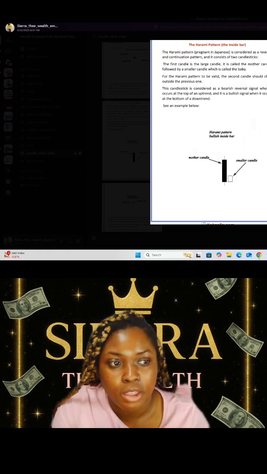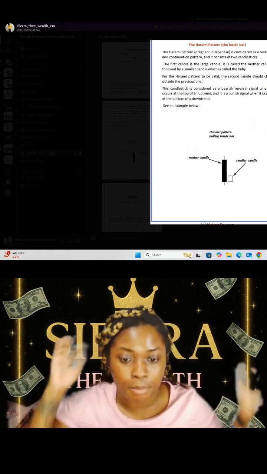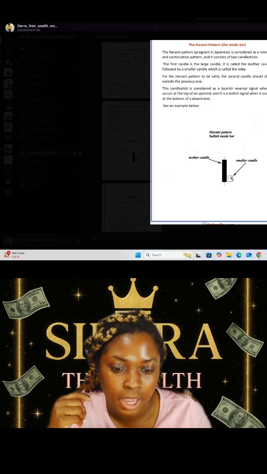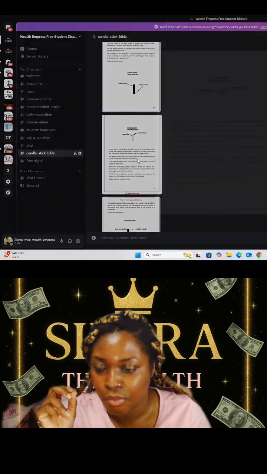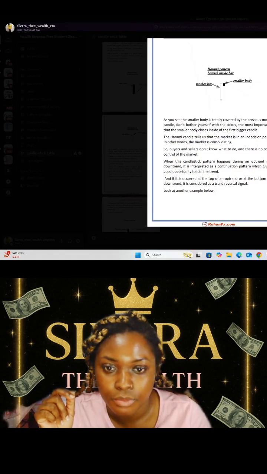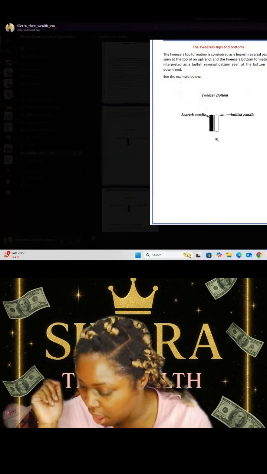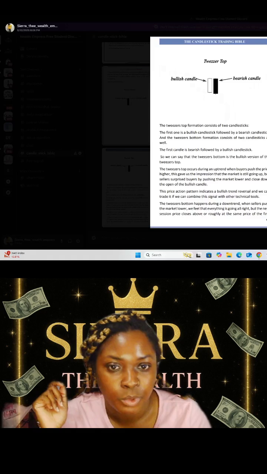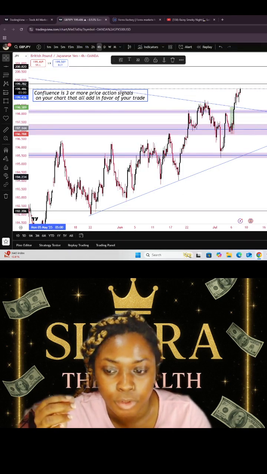Don't get the bullish inside bar confused with the engulfing bar. The bullish inside bar, the bigger candle is on the left, and the smaller candle is on the right, while with the engulfing bar the smaller candle is on the left. We also have a bearish inside bar, tweezer bottoms and tweezer tops. So candlestick patterns are one confluence.